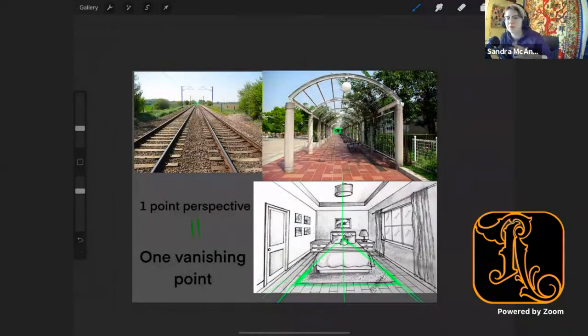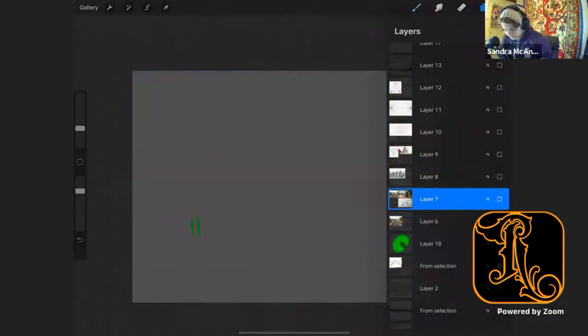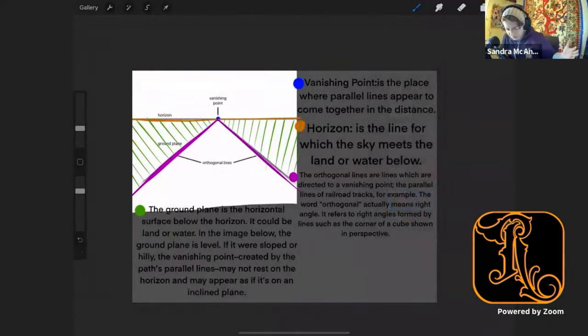When terms give you a secondary notion of how to define that term, use it, okay? They said right in the definition, right in the term, let's go back. Orthogonal lines. The word orthogonal means right angle. It's in the definition, right angle.